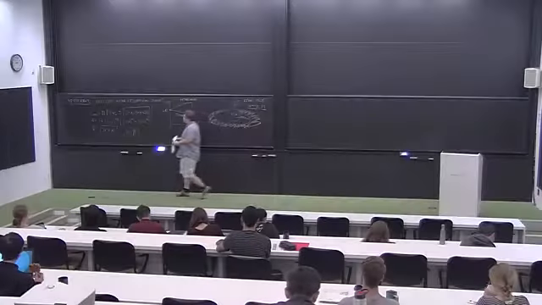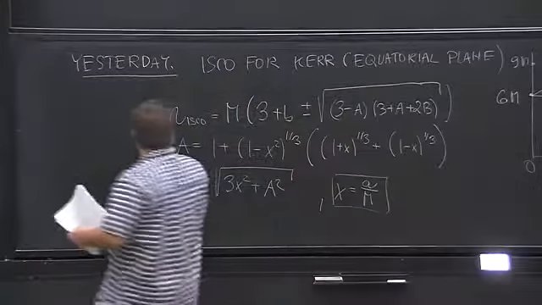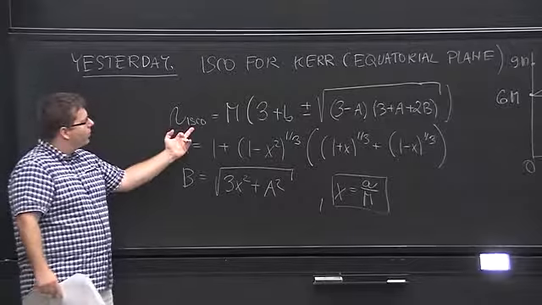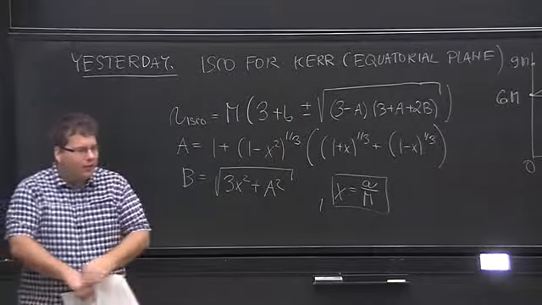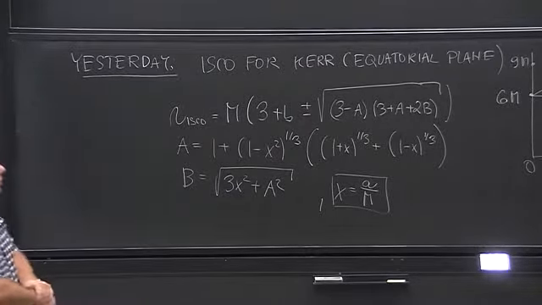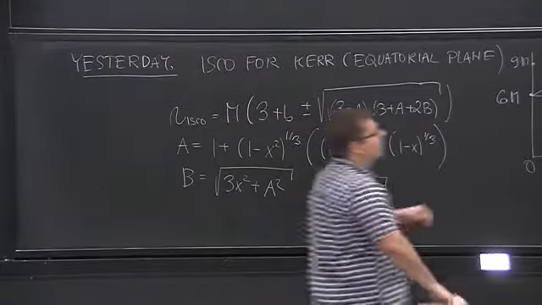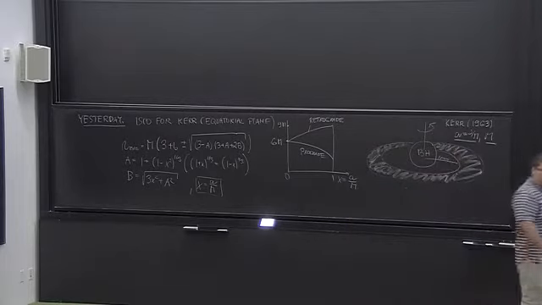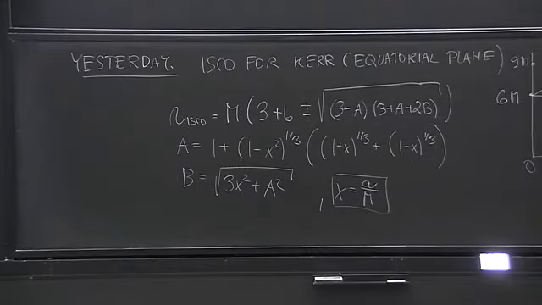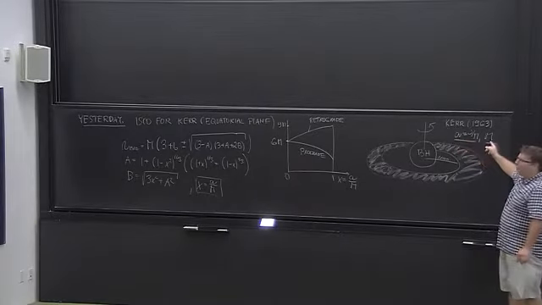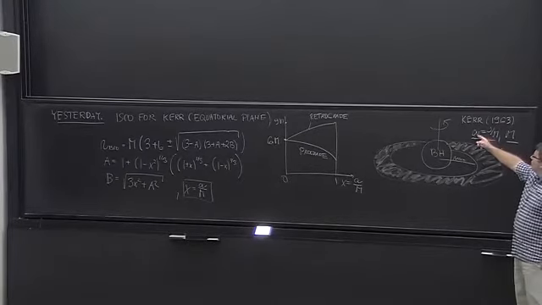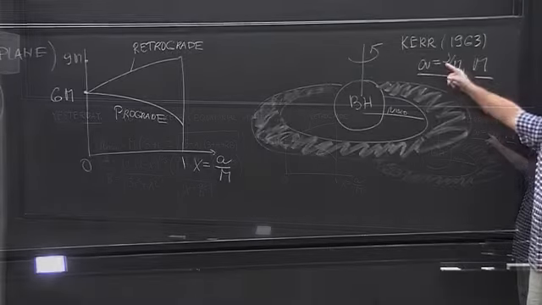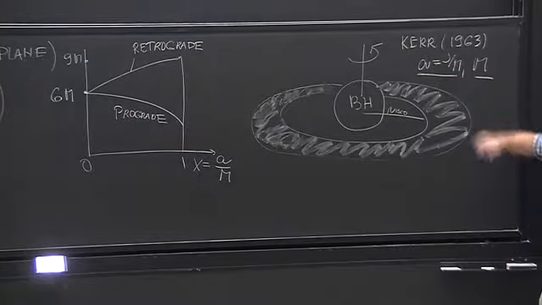But okay, so from yesterday, I promised that I'll also give you this radius for the innermost stable circular orbit for the Kerr metric. So the Kerr metric was discovered in 1963. What it describes really is an isolated rotating black hole, and it has only two parameters. It has the rotation parameter a, and it has the mass m. And so the rotation parameter a is related to the angular momentum of the black hole J by simply J over m. So a times m is J.